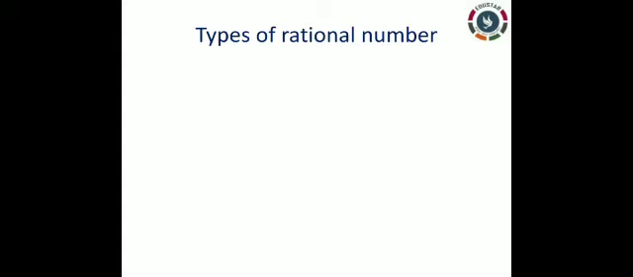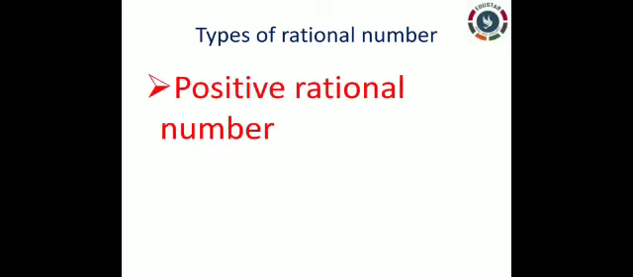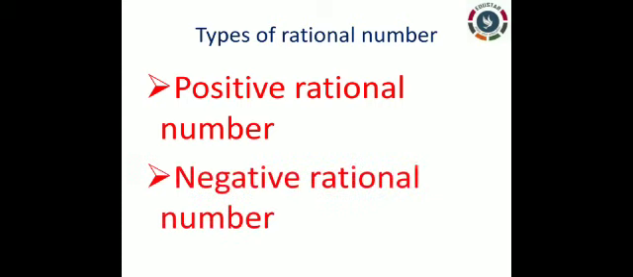Now let us see the types of rational numbers. They can be classified into two types. The first one is positive rational numbers, and the second type is negative rational numbers. Now let us see them one by one.